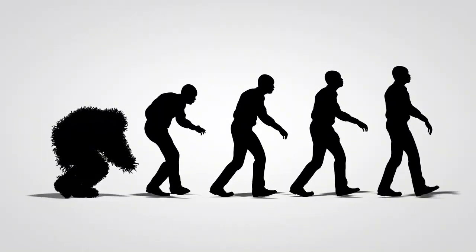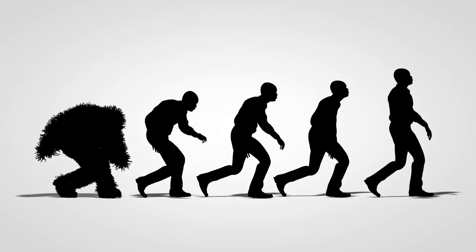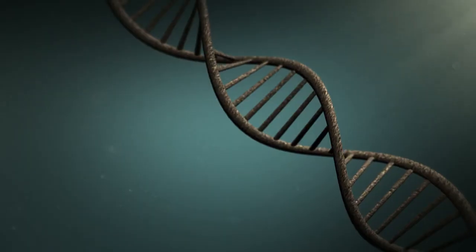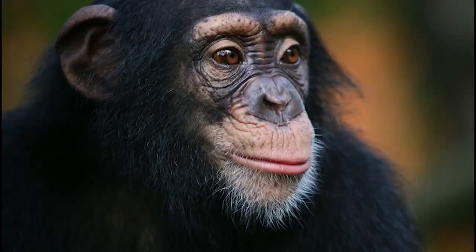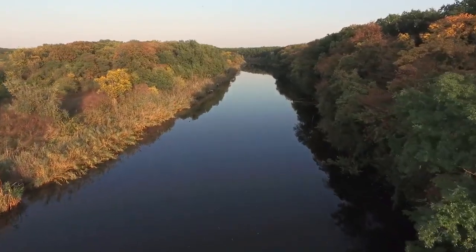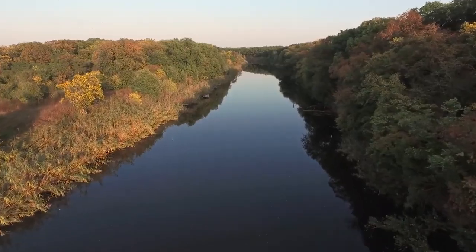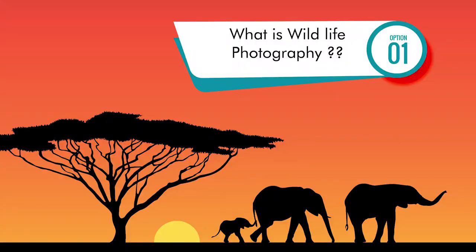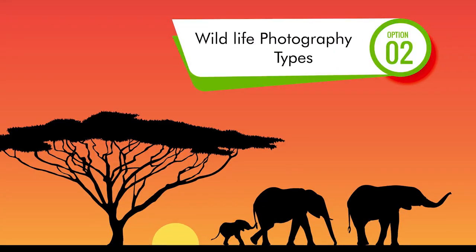human species are formed through the process of evolution. Furthermore, we also share 99% of our DNA with apes. Hence, it is proved that we humans are part of nature. So today in this video, we will talk about what is wildlife, and along with that, you will get to know what is wildlife photography and its types.